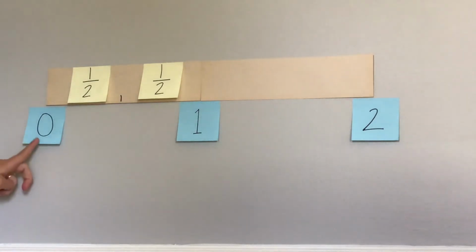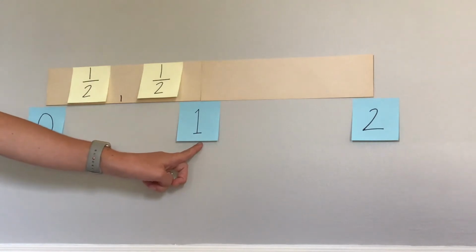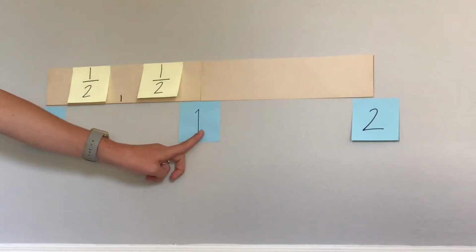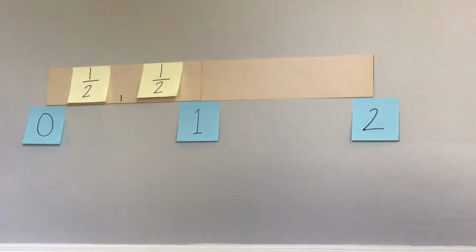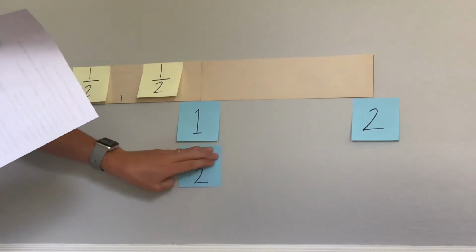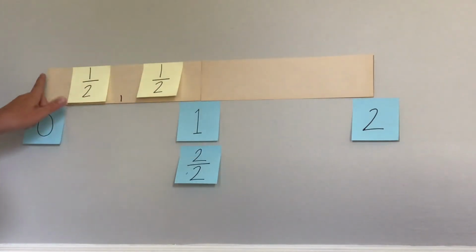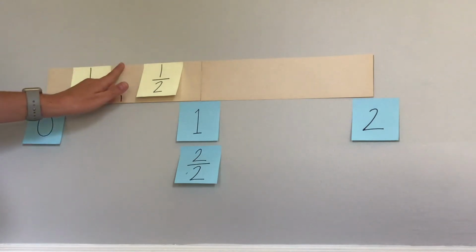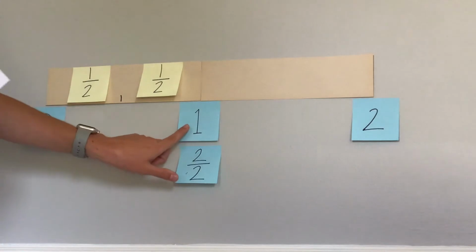What is the distance from 0 to 1? 0 to this point, what is the distance? This distance is 2/2. To get from here to here, we're moving 1/2 plus 1 more half to make 2 halves, or as we call it, 1 whole.